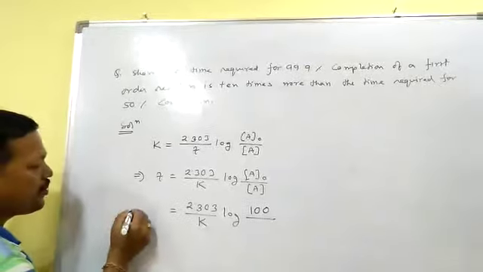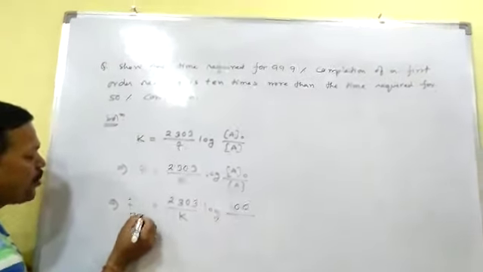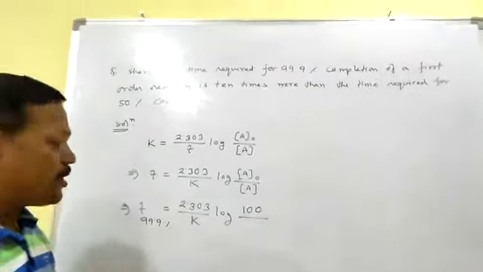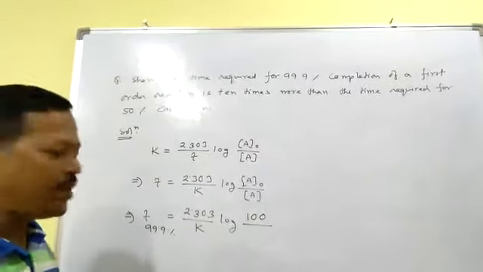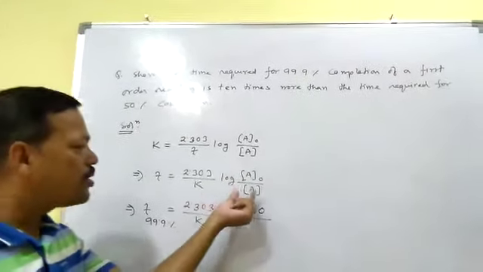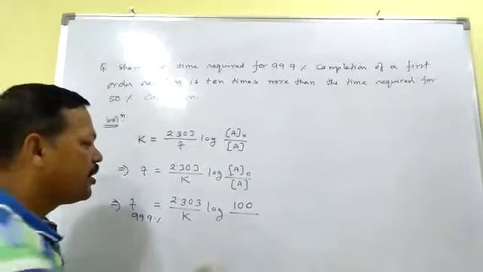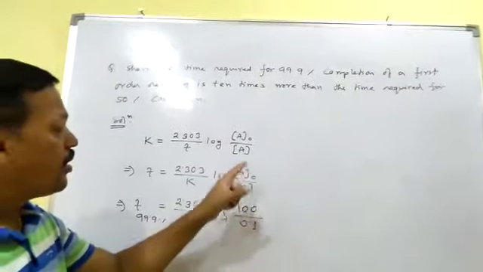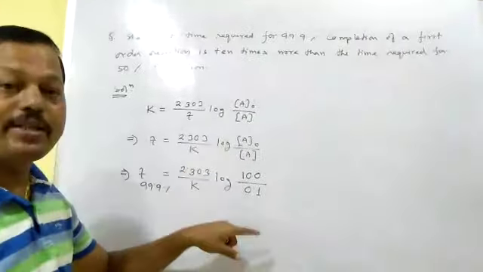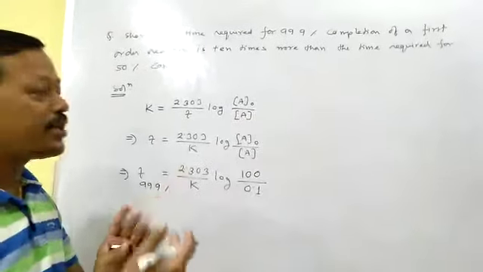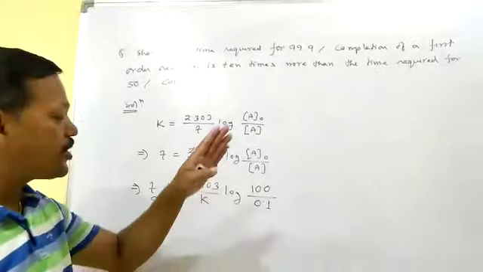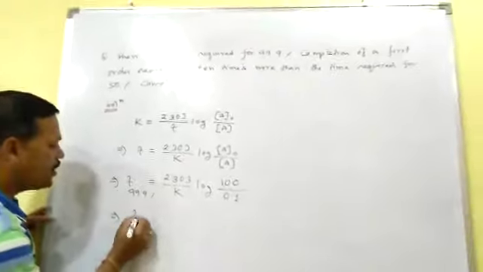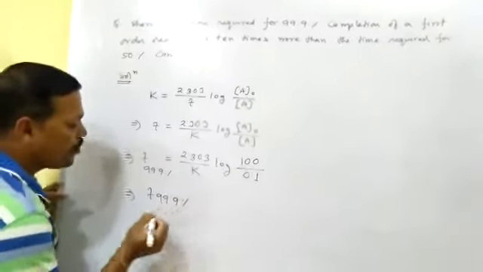So first I will determine the time for 99.9%. 99.9% complete means how much percent remains to complete? Only 0.1%. So the amount of reactant left will be only 0.1. The starting concentration is 100, and the present concentration is 0.1. Why is it 0.1? Because already 99.9% of the reaction is complete, so the reactant goes on decreasing and only 0.1 remains.